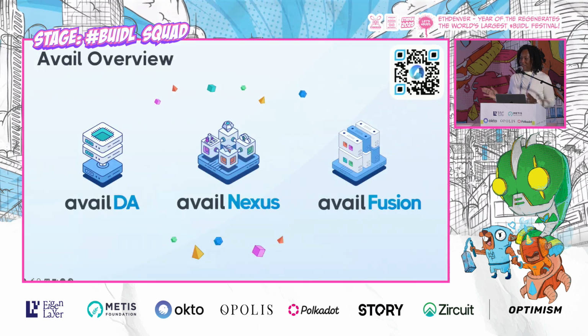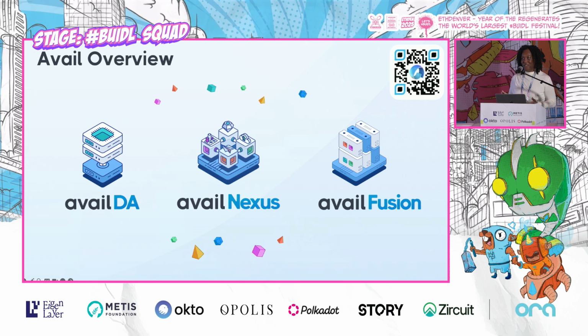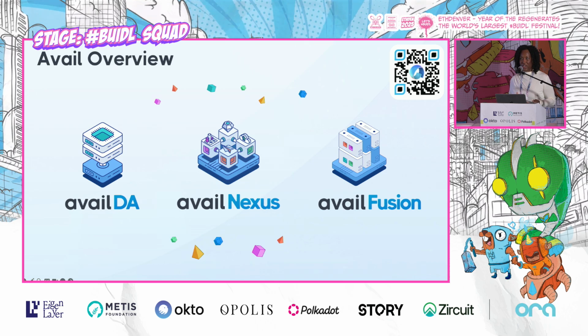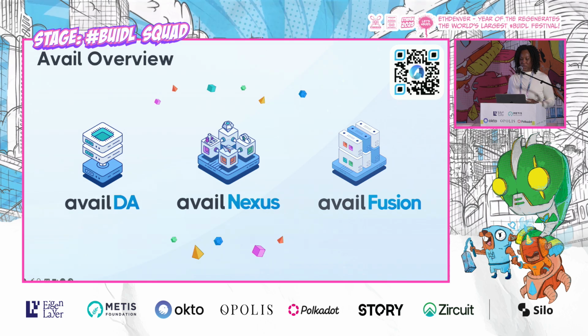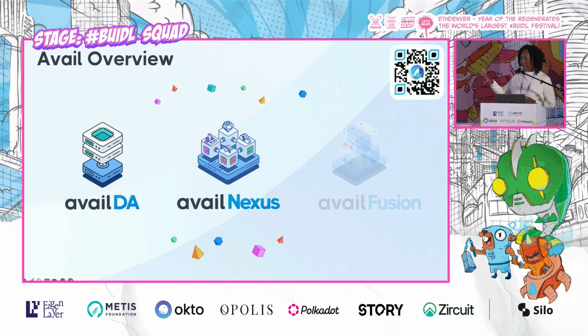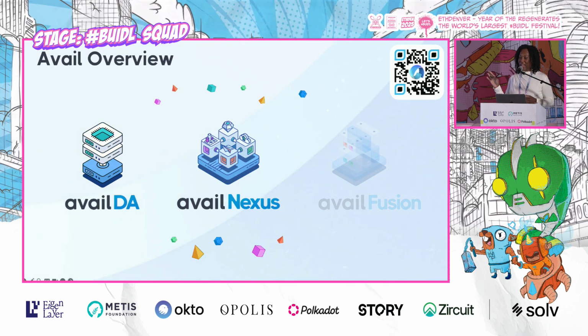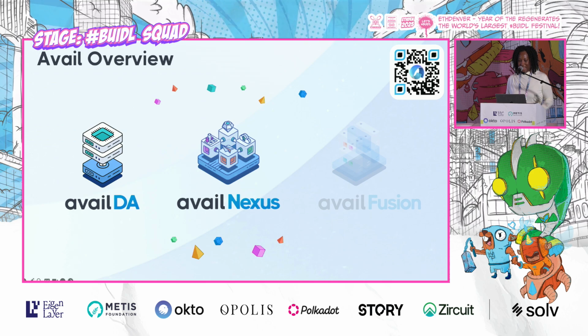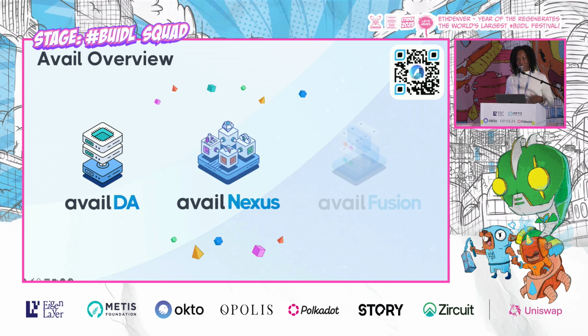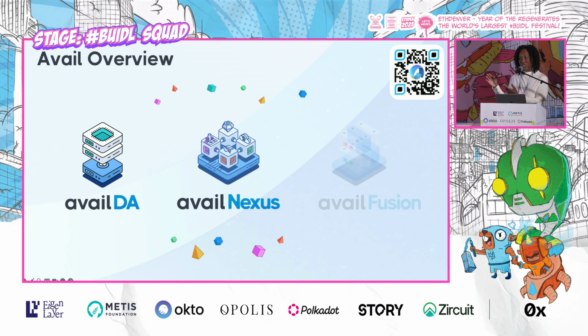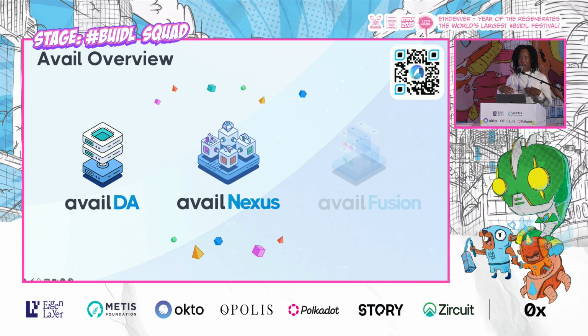Okay, so to give you a bit of overview about Avail DA, if you know about Avail, you probably know us as being a data availability layer. But what's really interesting is we actually do a few more things. Now, I'm not going to talk about Fusion right now, but I am going to talk about Nexus. And Avail DA is mostly for rollups. So it's mostly infrastructure for rollups to be able to submit their data transactions to Avail DA and automatically generate proofs.